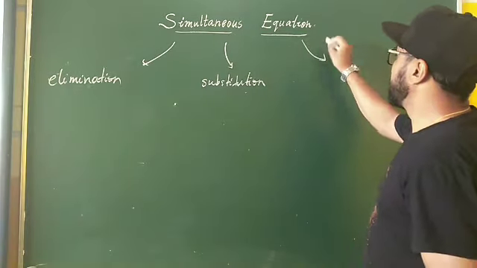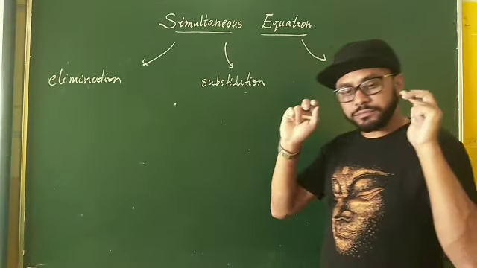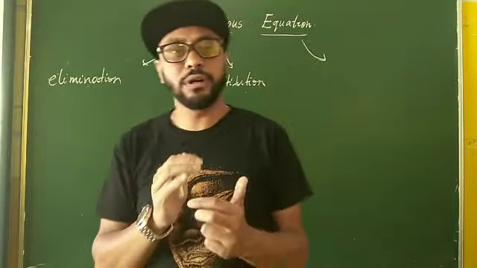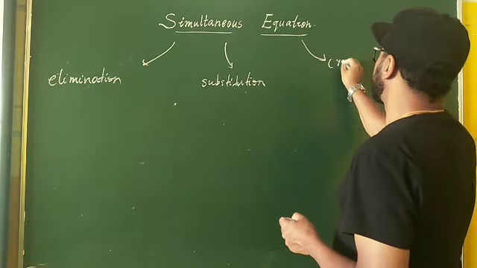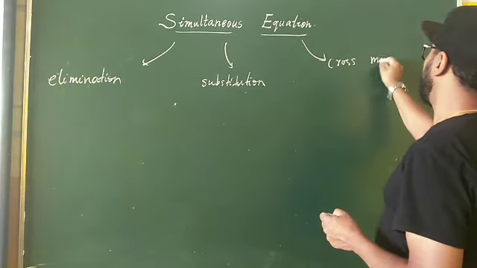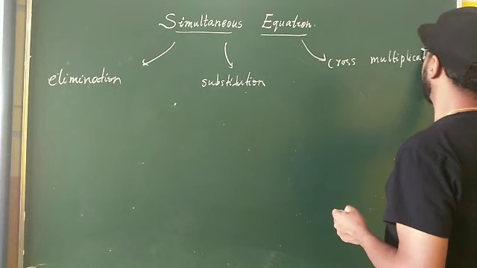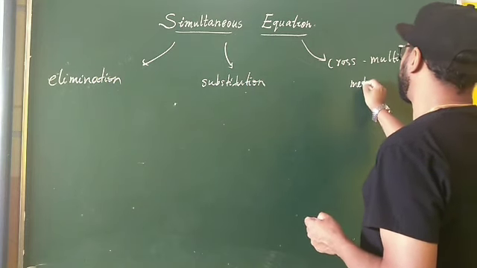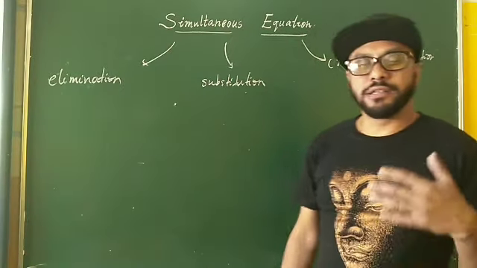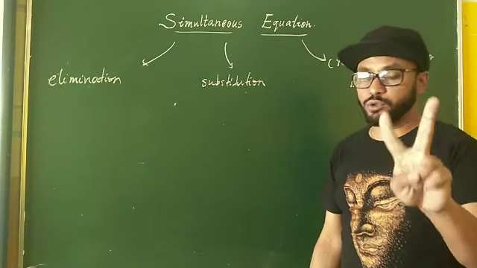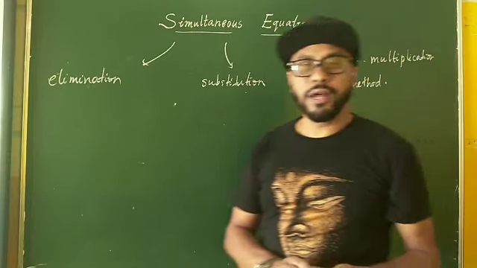But when you come to class 9, there is one more method in the syllabus, that is the cross multiplication method. Okay. So these are the three methods which help us to find the value of the variables, only two variables. Keep this in mind, by using simultaneous equation. Alright?